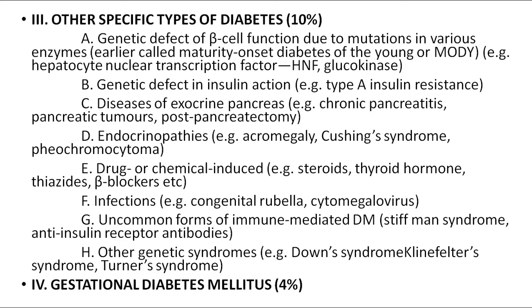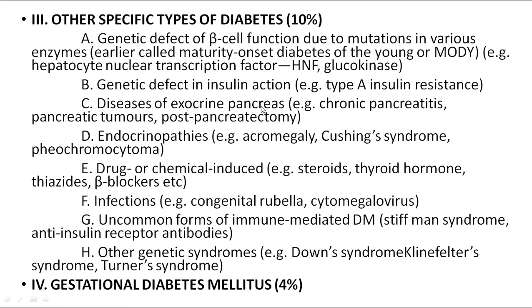So in which there is a defect in the hepatocyte nuclear transcription factor or the glucokinase protein. So this mutation in that protein leads to the defect of the beta cell function. Another is the genetic defect in the insulin action. So it occurs in type A insulin resistance.